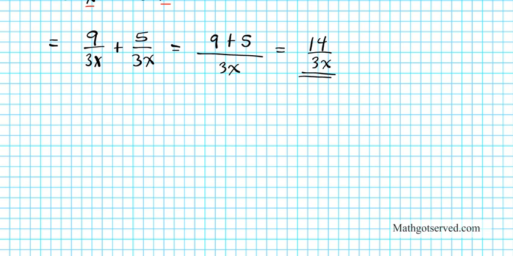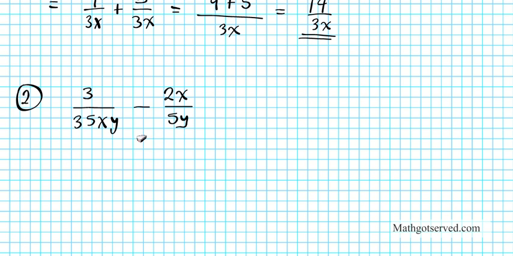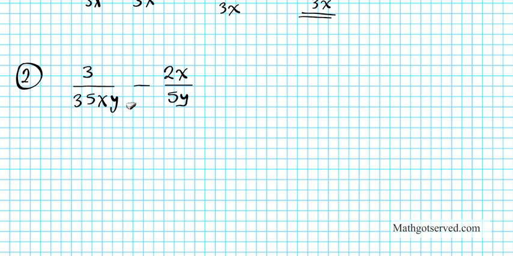Alright, let's go ahead and try another example. Question number 2. What if we were to evaluate the rational expression 3 over 35xy minus 2x over 5y. For this one, I want to find the LCD, but it's good to break down the denominators completely so I can know what factors are present in both sides and which ones I need to include on one side. So I'm going to have 3 over, if you break down 35, 5 times 7 times x times y, minus 2x over 5 times y.